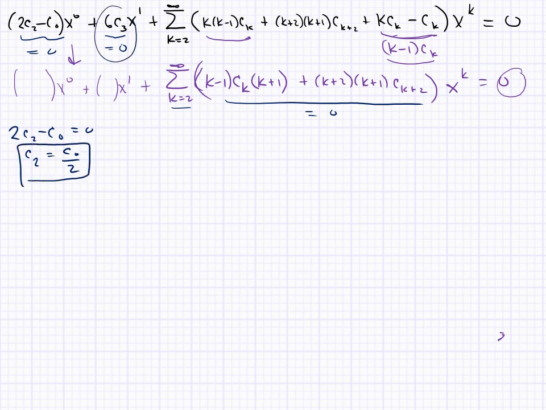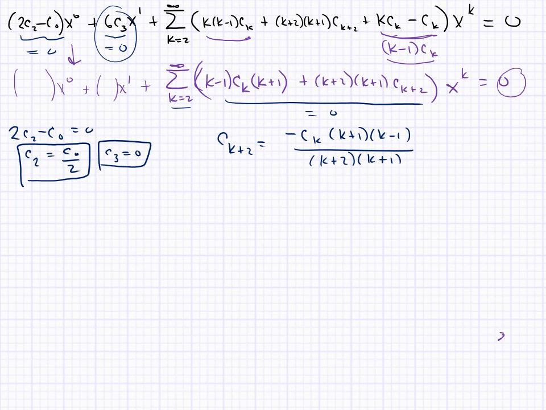If this has to equal 0, that automatically tells me that c sub 3 has to equal 0. Okay? And then if this whole thing has to equal 0, it's going to tell me that c sub k plus 2 has to equal negative c sub k times k plus 1, k minus 1, which is this, just move to the other side, divided by k plus 2, k plus 1. I can then cancel these two k plus 1s. So c sub k plus 2 would have to equal that for k starting at 2, then 3, then 4, etc. Because that's where this starts.